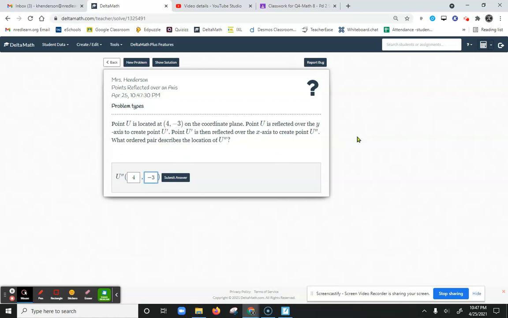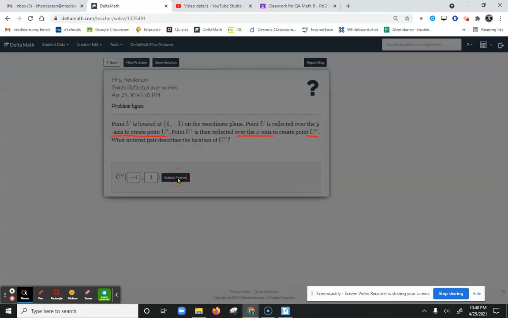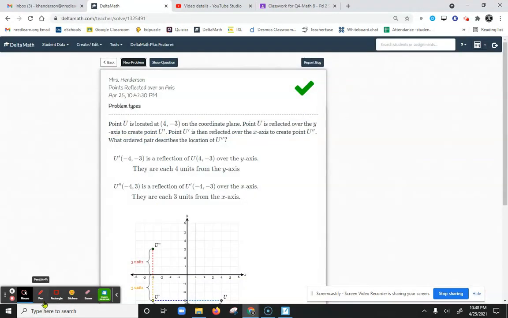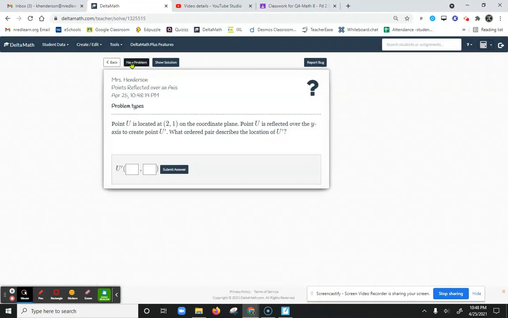Ooh, this one is pretty complicated. It says it's reflected over the y-axis to create point U. Okay, if I go over the y-axis, I change the sign of the x-coordinate. But then it goes on to say it's now reflected over the x-axis to create point U double prime. Okay, so I'm going to change this number to reflect over the x-axis. And if you flip over the x-axis, you change the y-coordinate. We did it. All right, let's try another one, because that last one was a double whammy.